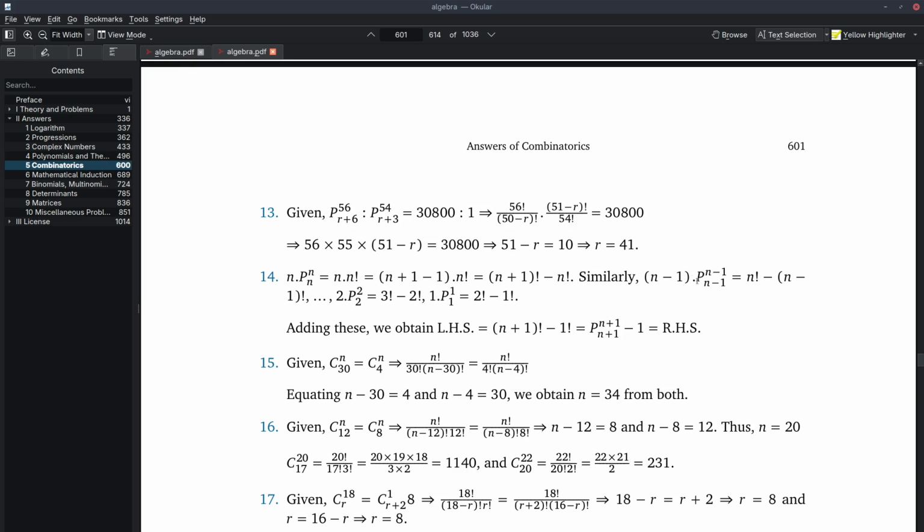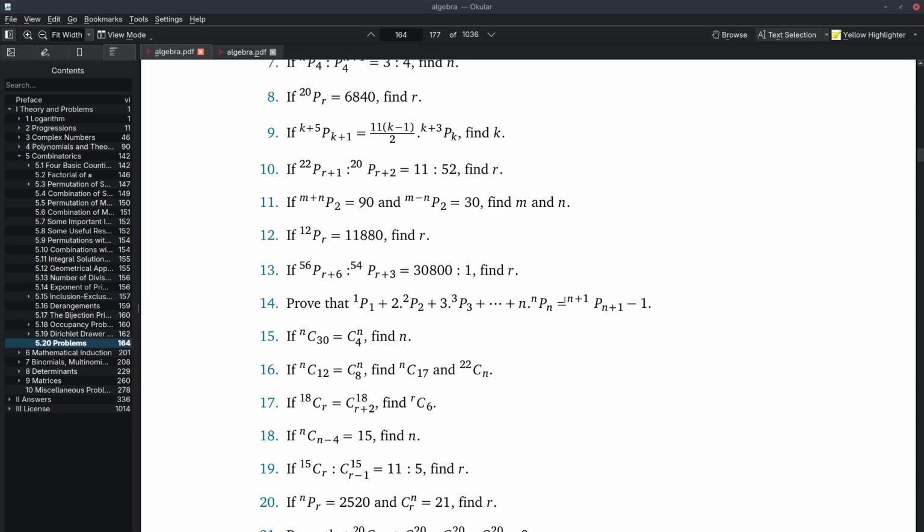And similarly, n minus 1 into n minus 1 p n minus 1 will be equal to n factorial minus n minus 1 factorial and so on. So you see 2 into 2p2 is equal to 3 factorial minus 2 factorial. So add everything and you will get left hand side is equal to n plus 1 factorial minus 1 factorial, which is equal to n plus 1 p n plus 1 minus 1, which is right hand side.